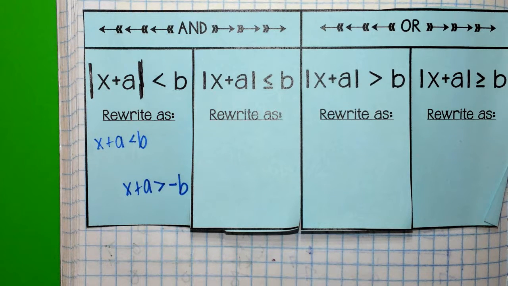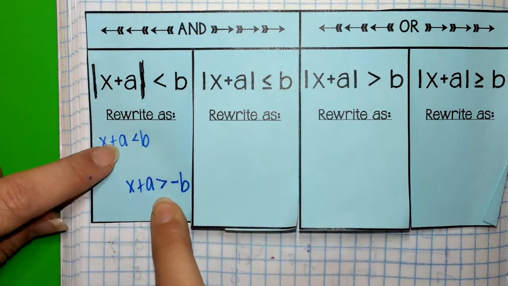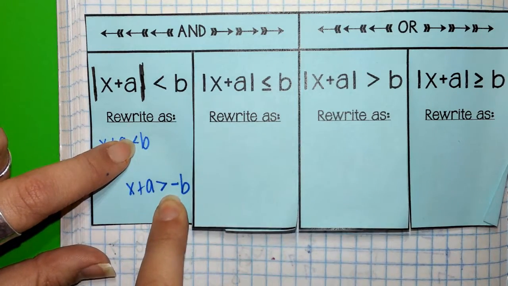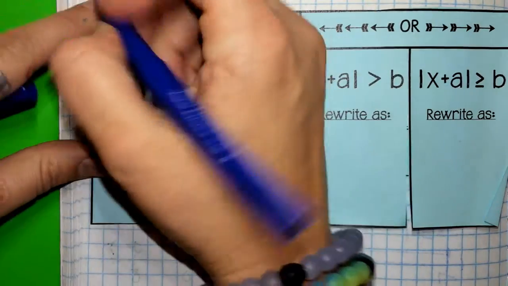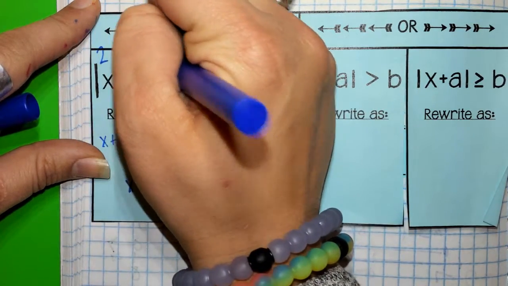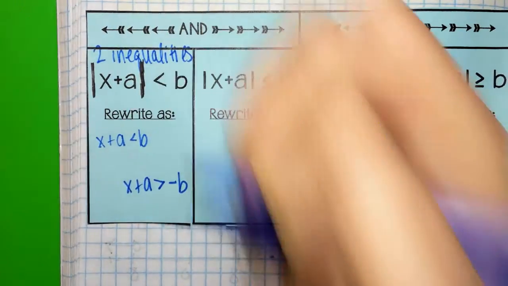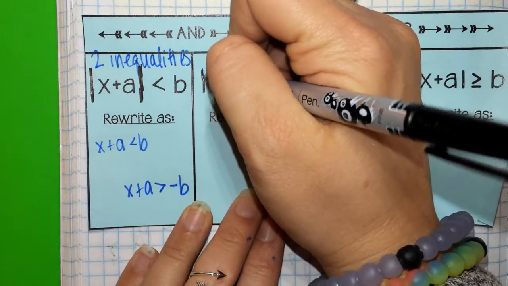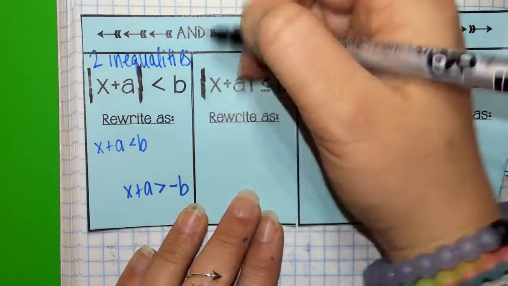So how many answers do we have to have in absolute value? Two answers. Do I have two inequalities? Do I have one that is positive and one that's negative? And that's what you have to have. So two inequalities. Write that down. Does everybody see both of my inequalities?